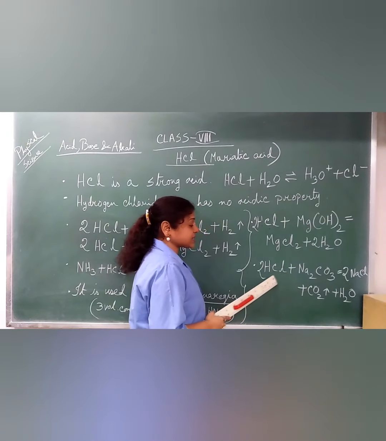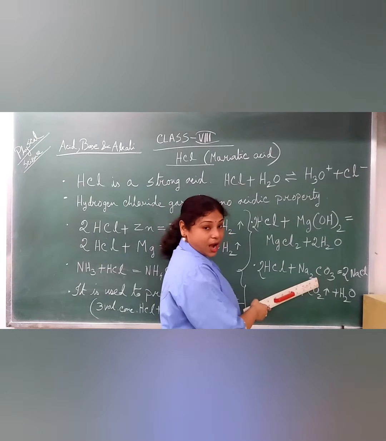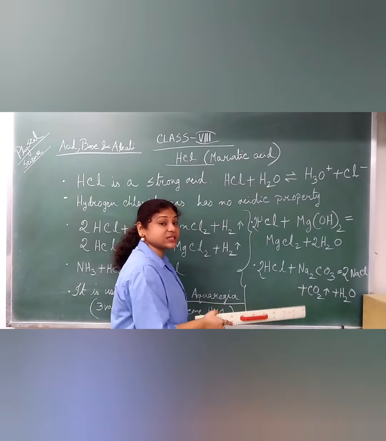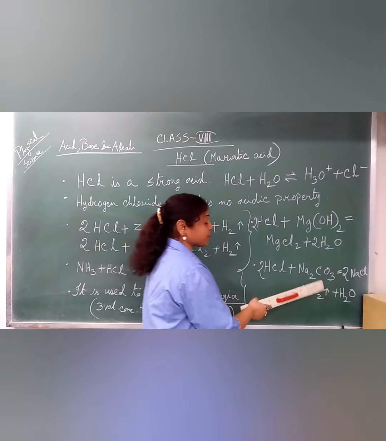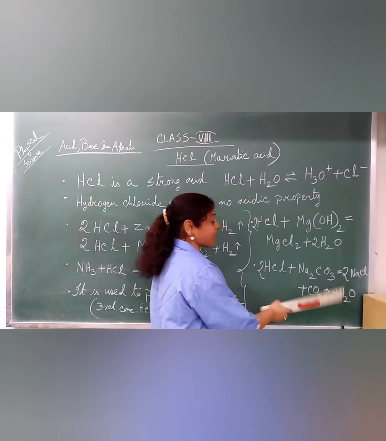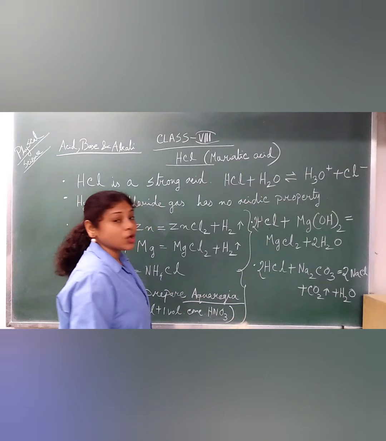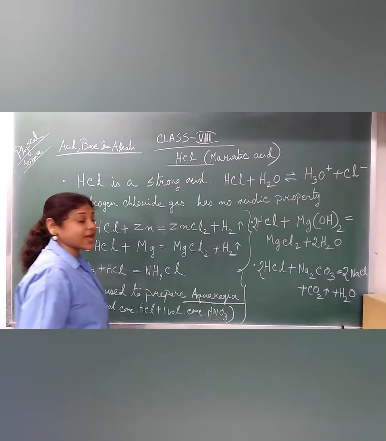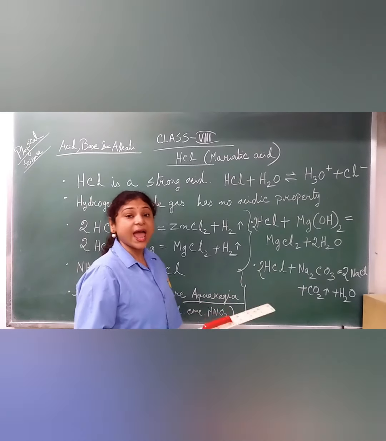Next, HCl reacts with sodium carbonate to form sodium chloride plus, with effervescence, carbon dioxide gas and water. This is also a property of HCl, which proves that HCl is an acid.